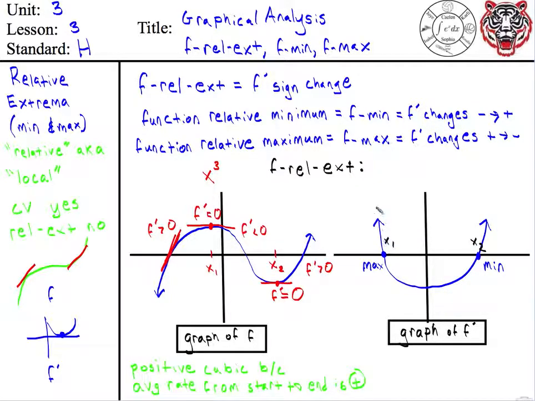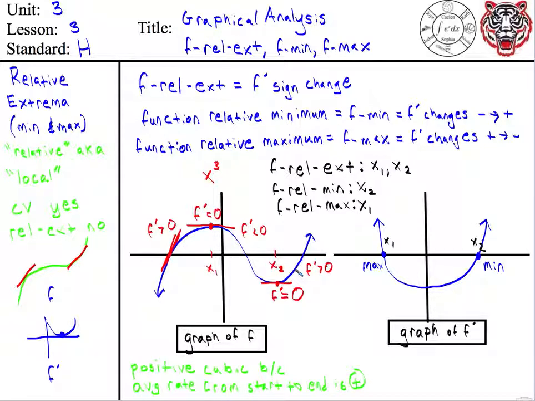x1. Sorry, I did a comma there. I should have done x1, comma, x2. What about the relative minimum? That's x2. And the function's relative maximum is where? Isn't this just x1? Exactly.